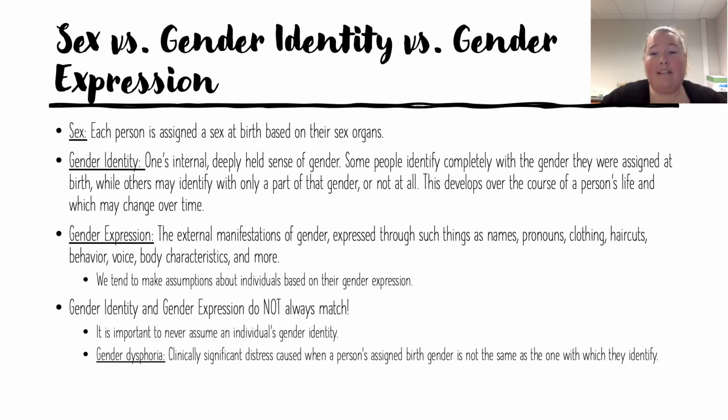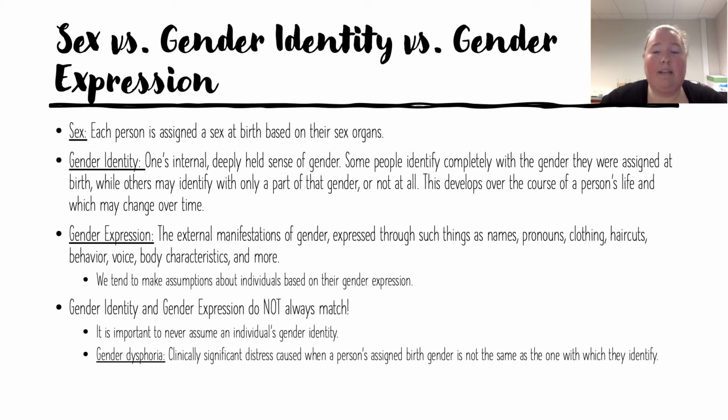An individual's sex is assigned at birth based solely upon their sex organs. Someone's gender identity is an internal, deeply held sense of self that may align with the gender they were assigned at birth, or it may not. Gender identity develops throughout the course of a person's life, and it can change over time. Gender expression is the visible manifestation of gender. Individuals express gender through their name, pronouns, clothing, haircuts, voice, visible body characteristics, etc.